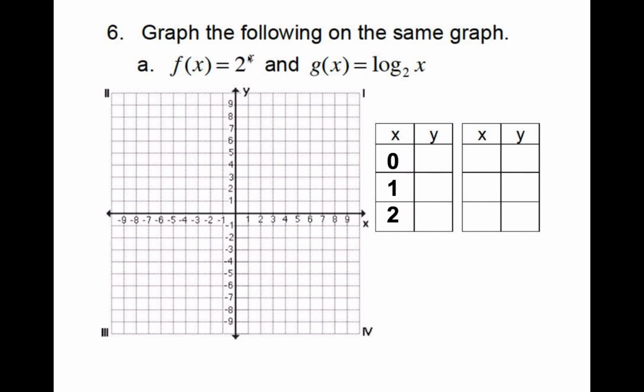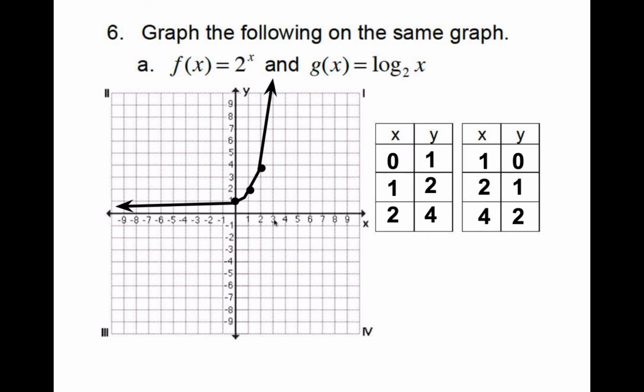So 2 to the 0 power is 1. 2 to the 1 is 2. 2 squared is 4. So I can graph those points and notice that's exponential. To find the log, you switch the x and the y values. So 0, 1 becomes 1, 0. 1, 2 becomes 2, 1. 2, 4 becomes 4, 2.